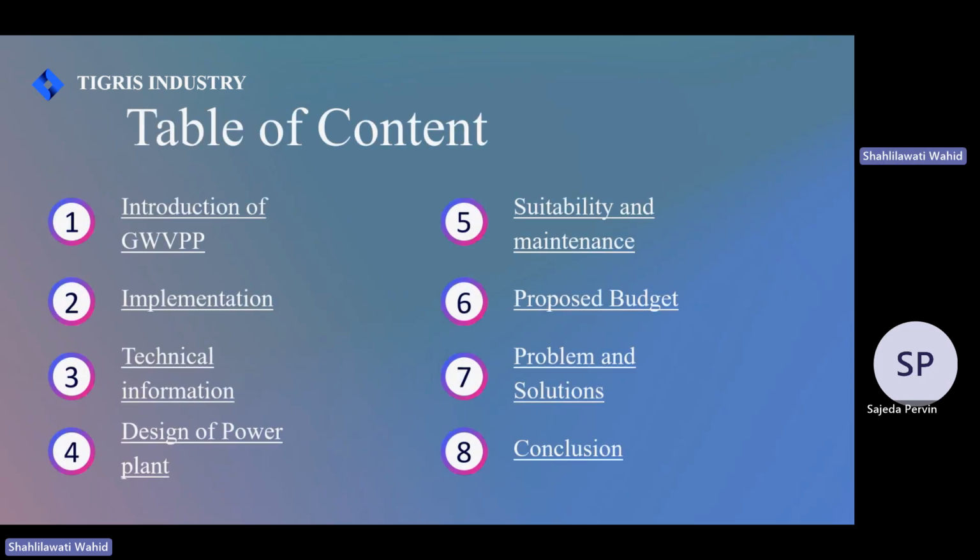In this proposal, we'll be going over what a GWPP is, our implementation, our technical information, the design of the power plant, its suitability and maintenance, our proposed budget, problems and solutions, and finally our conclusion.